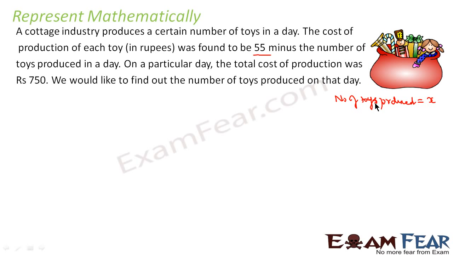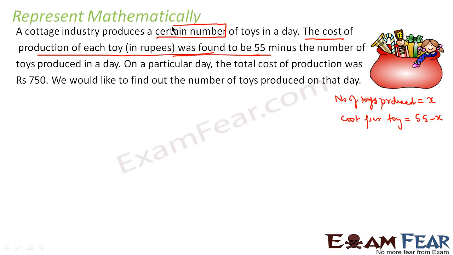Now since the number of toys produced is x, now the cost is what? The cost of the production of a toy is nothing but 55 minus the number of toys, correct? So cost per toy is nothing but 55 minus x. This is what the question is saying. The question is saying a cottage industry produces a certain number of toys in a day. We assume that certain number to be x, and the question says the cost of production of each toy is 55 minus x. So per toy is 55 minus x, right? On a particular day, the total cost of production was 750.